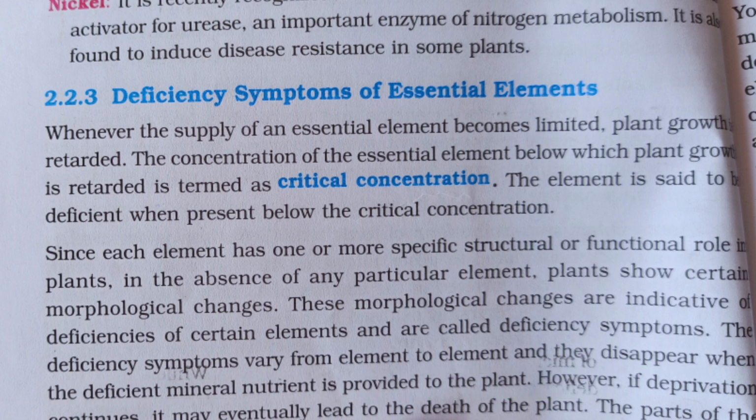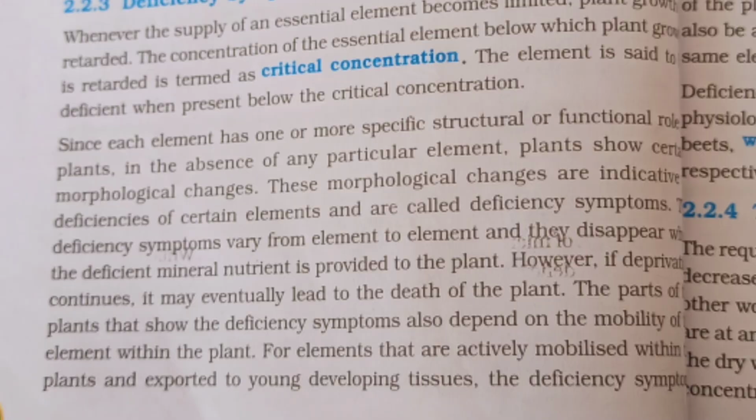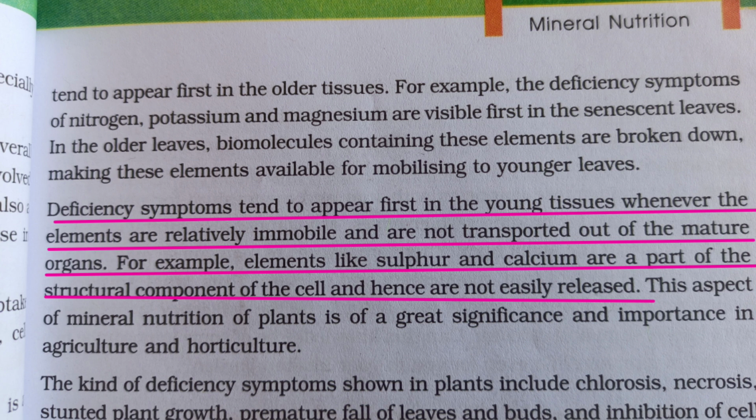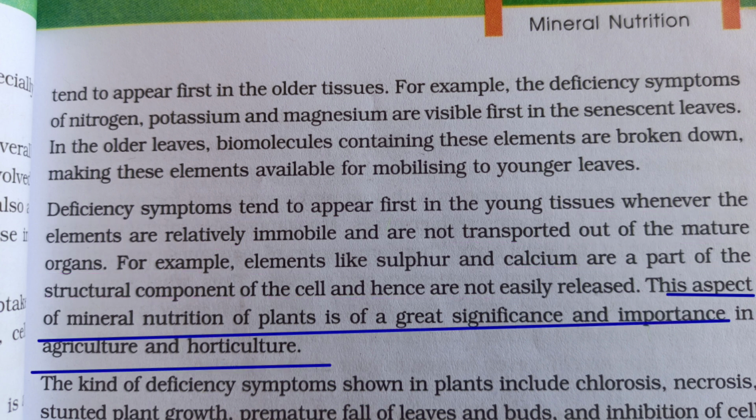provided to the plant. The parts of the plant that show the deficiency symptoms also depend on the mobility of the element within the plant. Deficiency symptoms tend to appear first in the young tissues whenever the elements are relatively immobile and are not transported out of the mature organs. For example, elements like sulfur and calcium are part of the structural component of the cell and hence are not easily released. The mineral nutrition of plants is of great significance and importance in agriculture and horticulture.